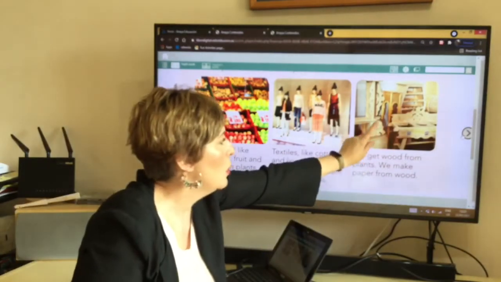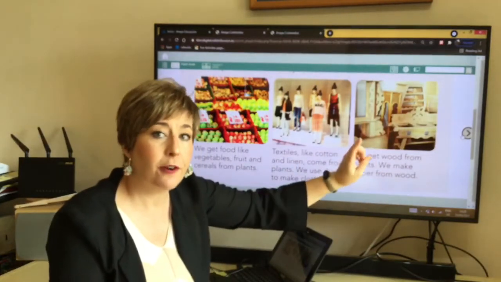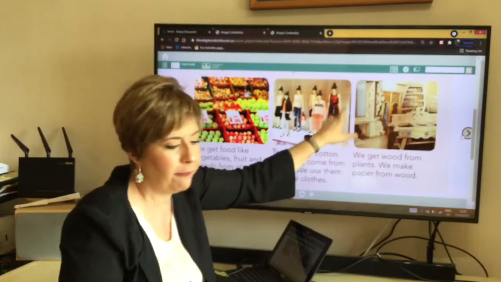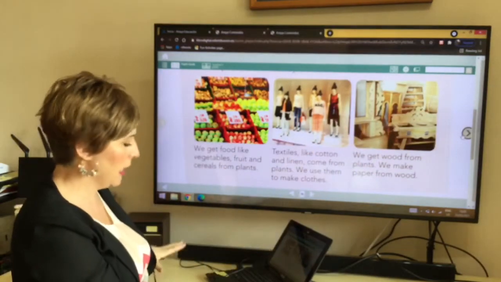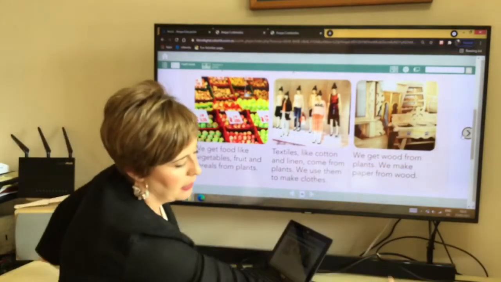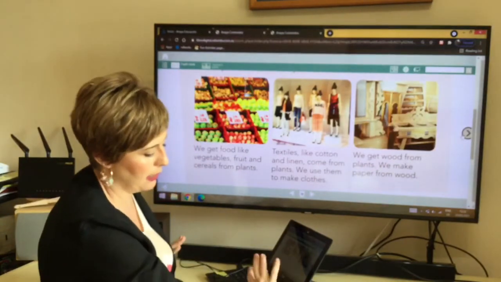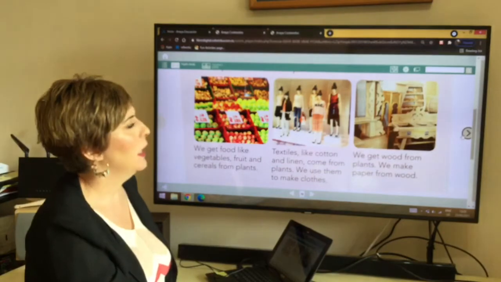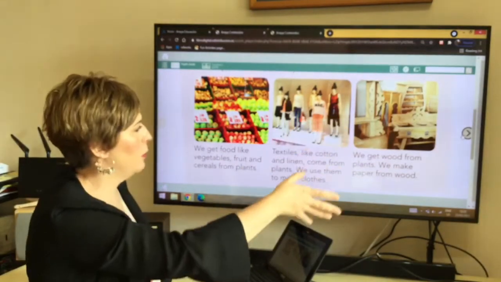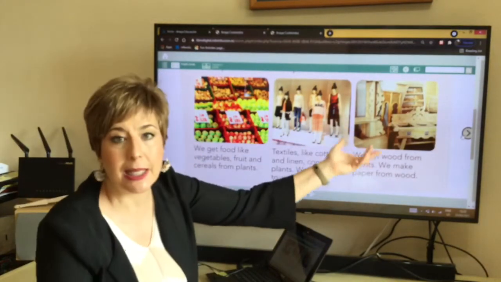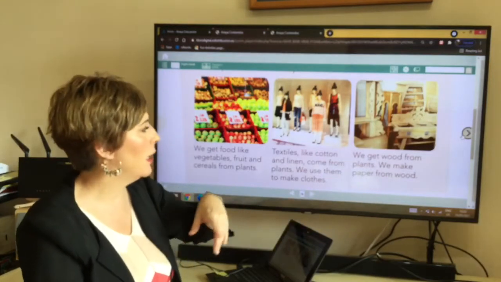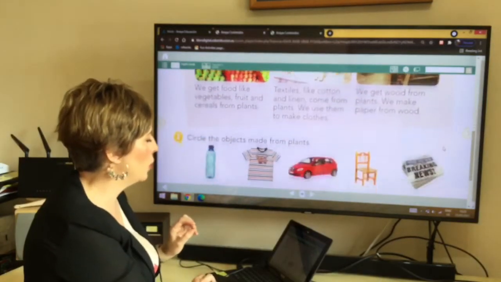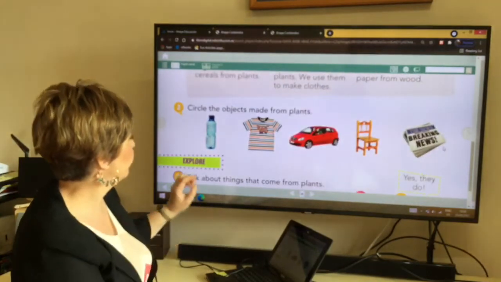And also we get wood from trees and plants, and with that wood we can make furniture. For example, this table here, well, this is not a table, but it's like a kind of cabinet, is made of wood. And the shelf for the books, and your tables at school, and your chairs. We can make paper also from wood. So we use plants for many things.